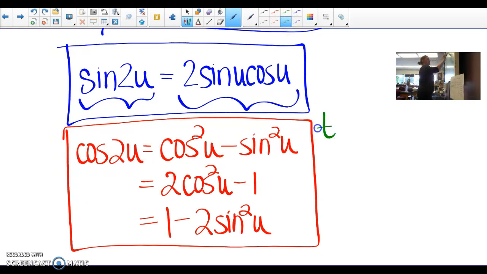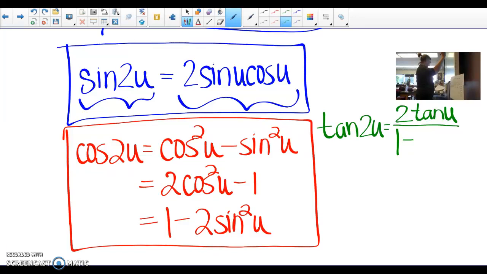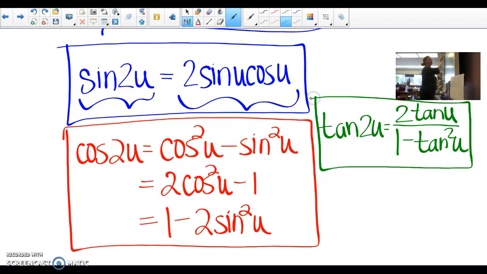And last but not least, tangent. If you have tangent of 2 times some angle u, it can be replaced with 2 tangent of u over 1 minus tangent squared u. Okay, those are the formulas that we're going to be using, and we're going to use those to solve problems that have double angles in them.